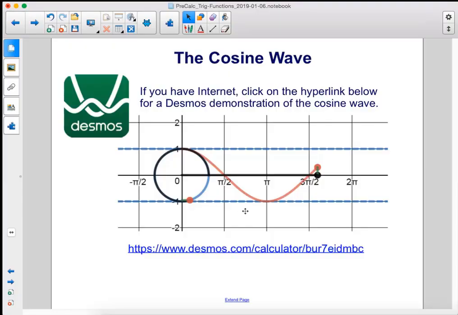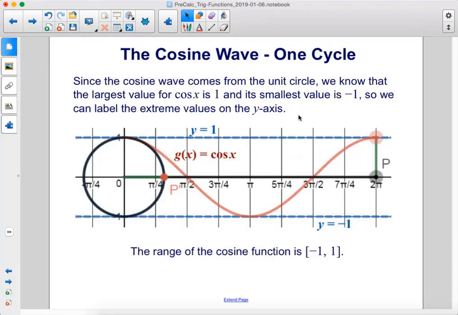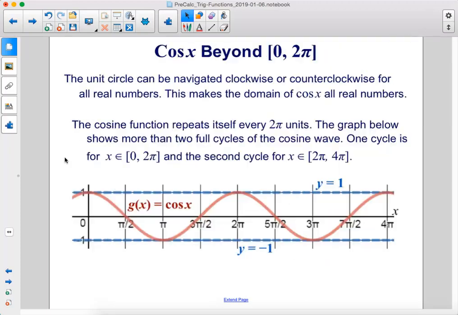If you have internet, click on the hyperlink below for a Desmos demonstration of the cosine wave. Since the cosine wave comes from the unit circle, we know that the largest value for cosine x is 1, and its smallest value is negative 1, so we can label the extreme values on the y-axis. The range of the cosine function is from negative 1 to positive 1. The unit circle can be navigated clockwise or counterclockwise for all real numbers. This makes the domain of cosine x all real numbers.